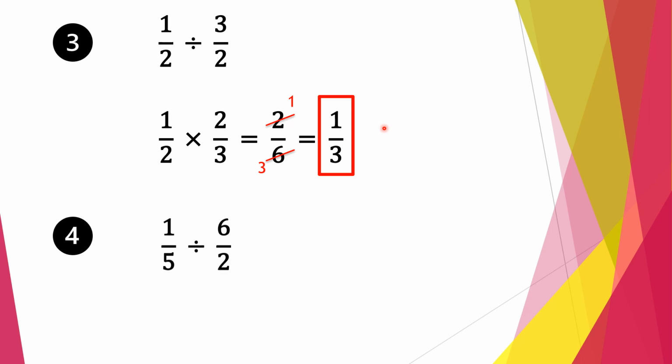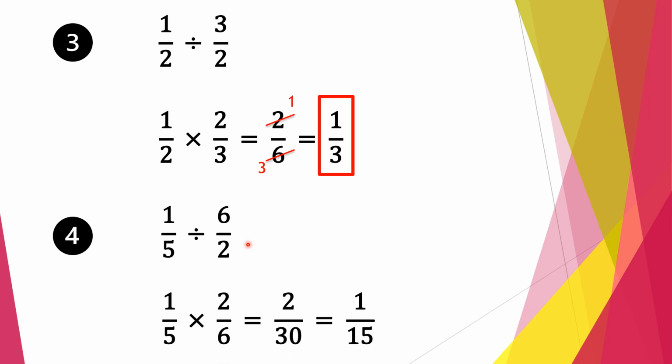Moving on to question 4, we got 1/5 divided by 6/2. So again, we keep the first fraction as it is, 1/5. We change the division sign into multiplication. We take the reciprocal of the second fraction, 6/2, which we write as 2/6.